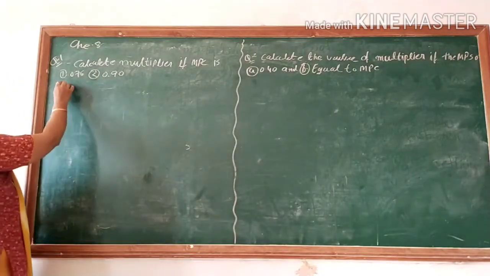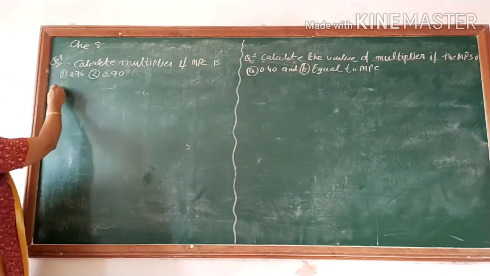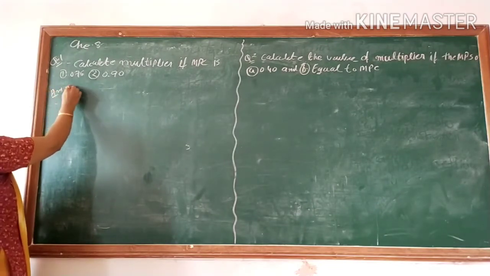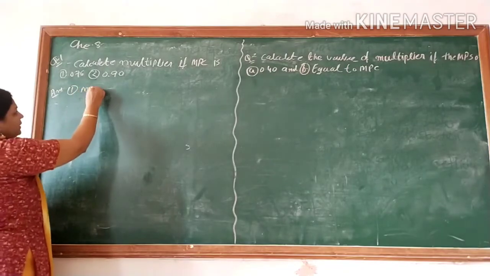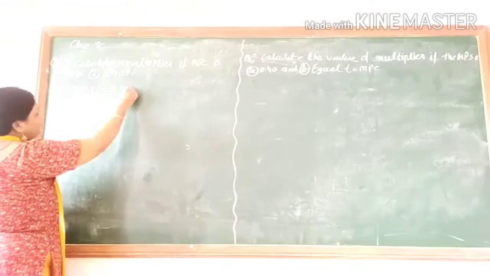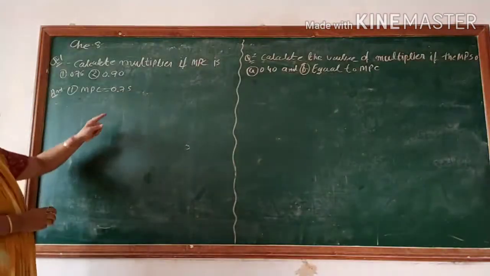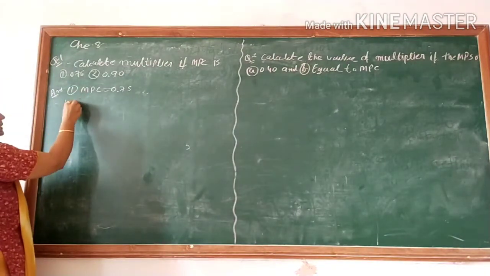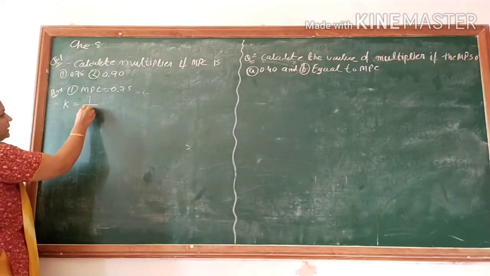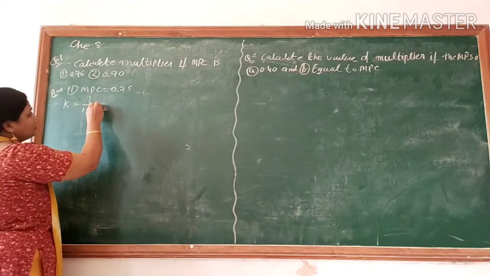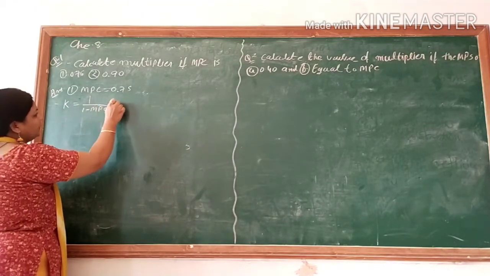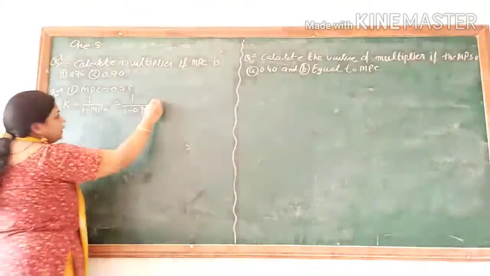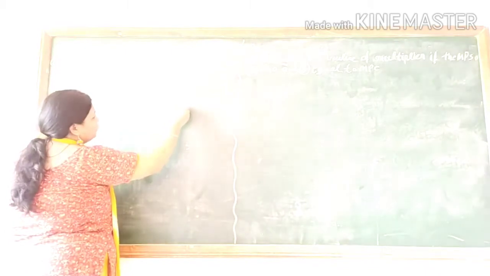Right. So first, what is given to you? MPC. For the first, MPC equal to 0.75. Clear? And what is the formula of K? Multiplier, it means K, equals 1 upon 1 minus MPC. So it becomes 1 upon 1 minus 0.75, equal to 1 upon 0.25.